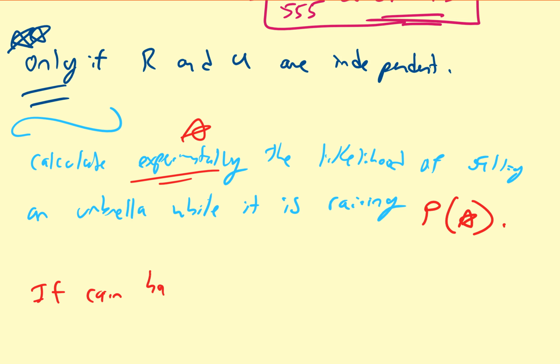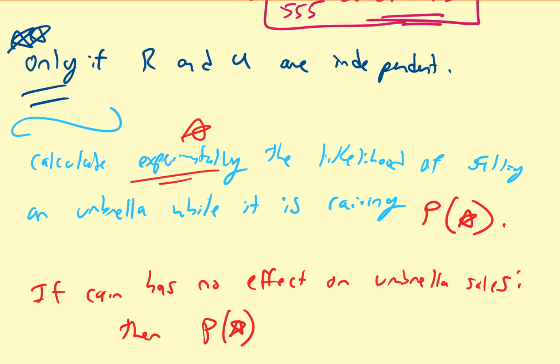Once you calculate the probability of star, if rain has no effect on umbrella sales, then the probability of star should be approximately equal to the probability of R intersection U, right? Because if it has no effect, then that means they are independent of one another.